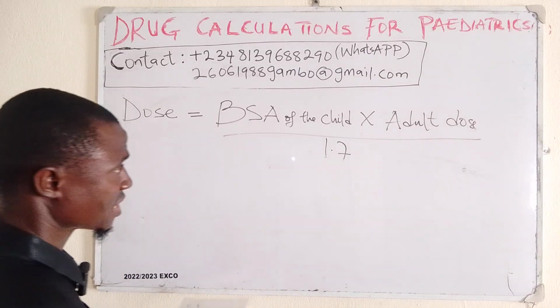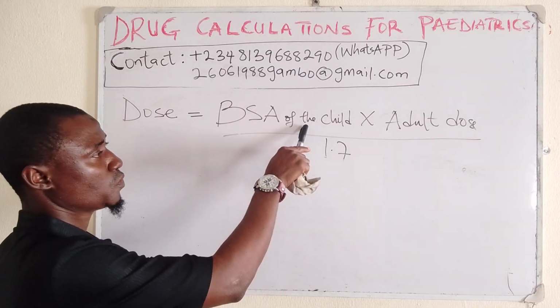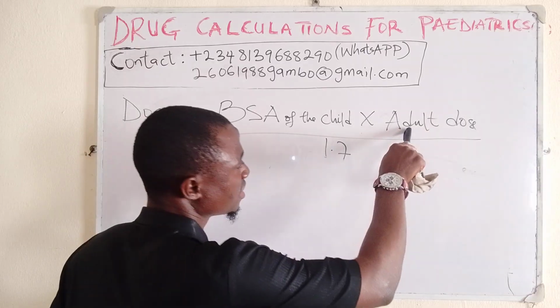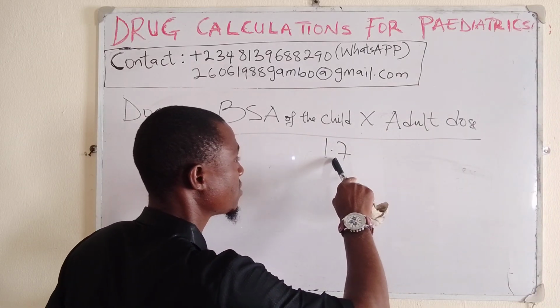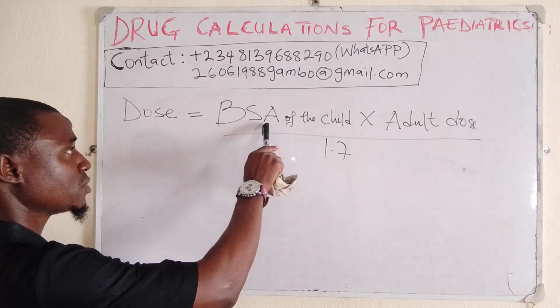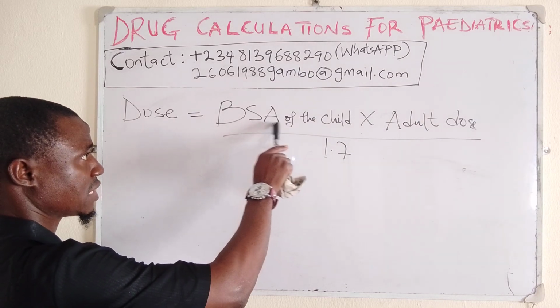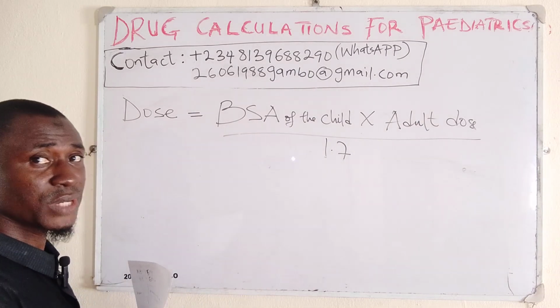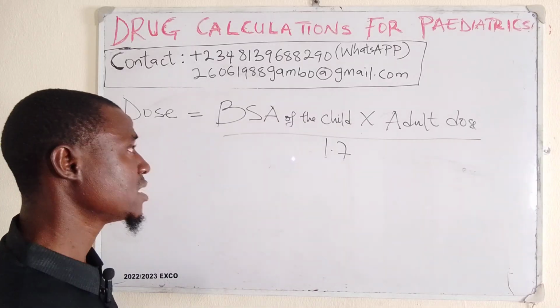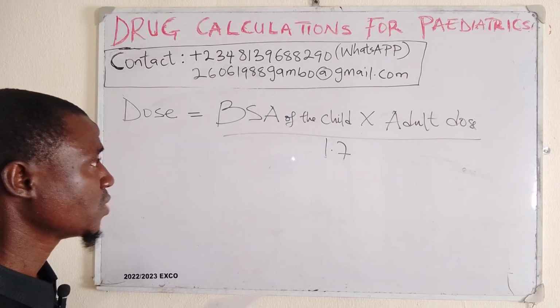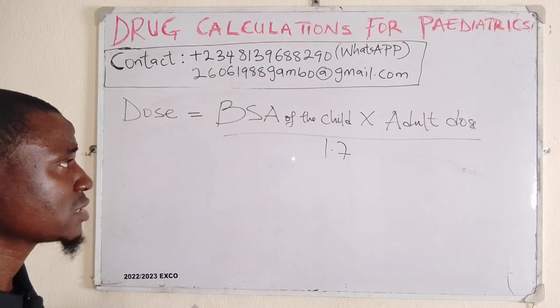Now, let's take this up. First, before we can apply this formula, we have the adult dose already. We have the average adult body surface area. But one thing we don't have yet is the body surface area of the child. And how do we go about it? We have to first of all calculate the body surface area so that we can apply this formula. So how do we go about it?